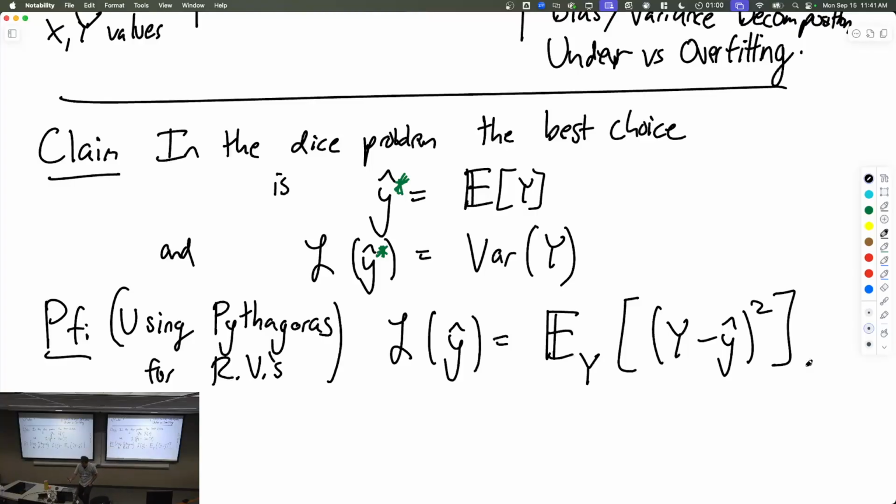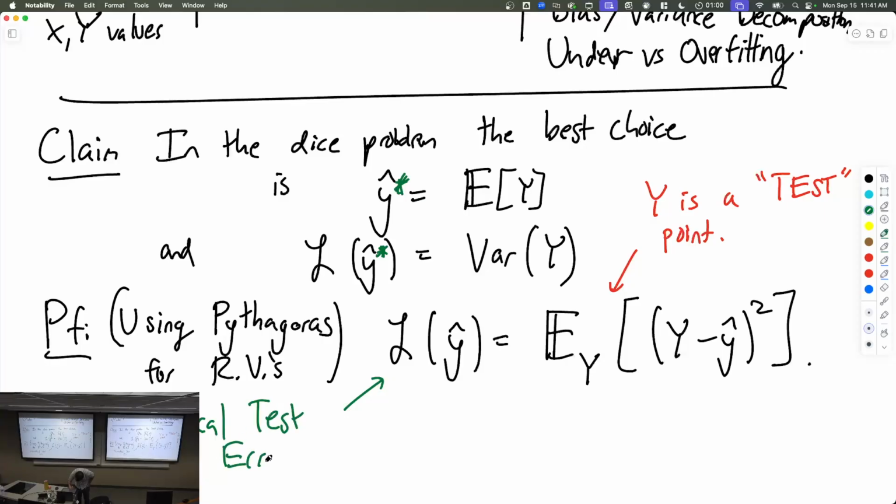Some people call this the test error. This is some kind of theoretical test error. So Y is a test point. We're saying, you made the choice, and then you see on a dice roll that you have not seen yet how much it is, and we're doing it on average. So this is really the average test error. Some people call this the mean squared error. So this is the theoretical average test error.